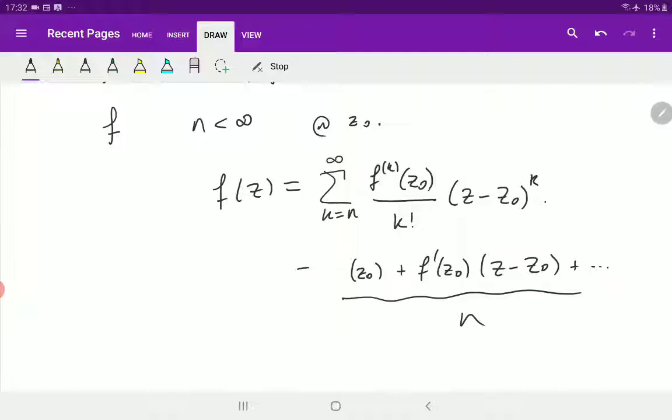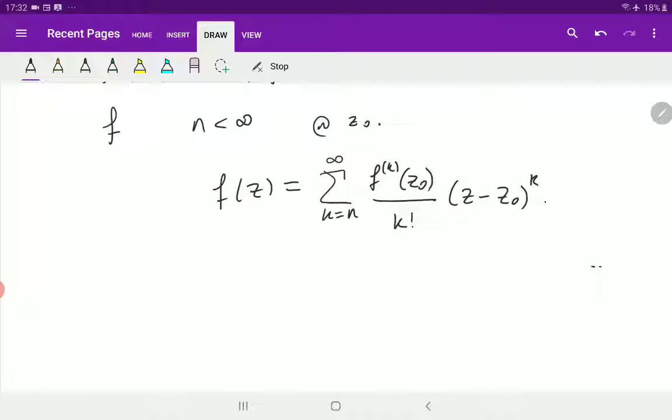And so this actually tells us that in some neighborhood we can write f as g of z times z minus z0 to the power of n, where g is a holomorphic function that is not 0. And in fact, it doesn't have any zeros in a neighborhood of z0. So in other words, all zeros of finite order are isolated.